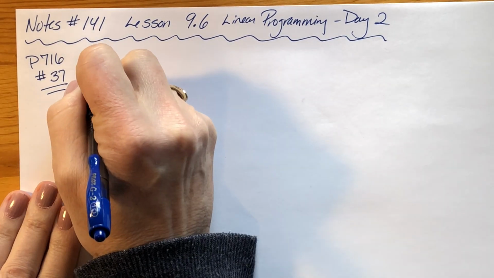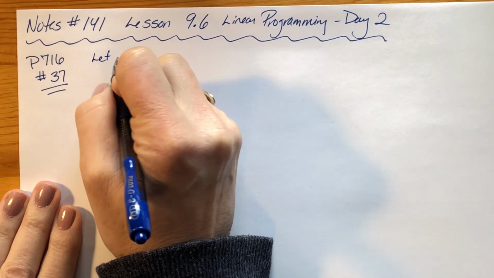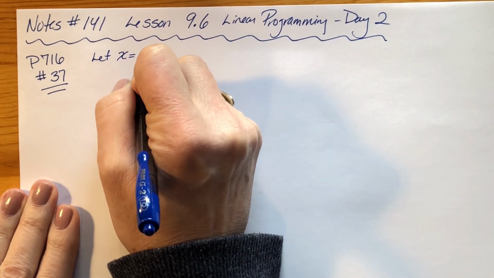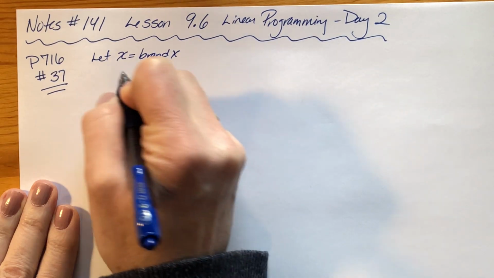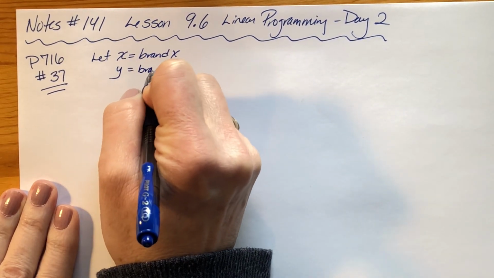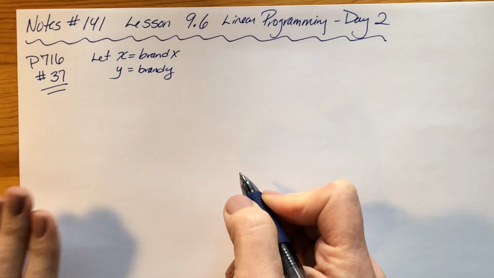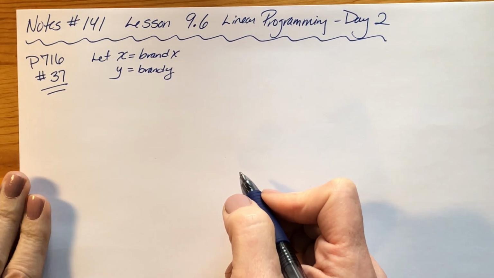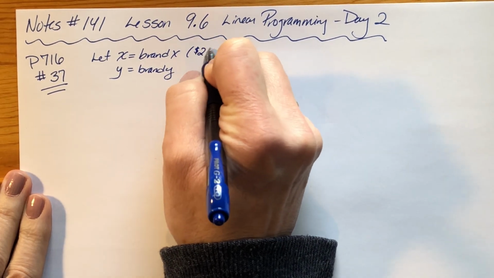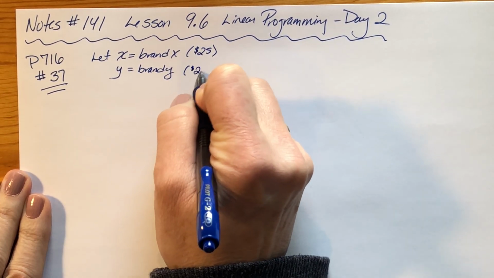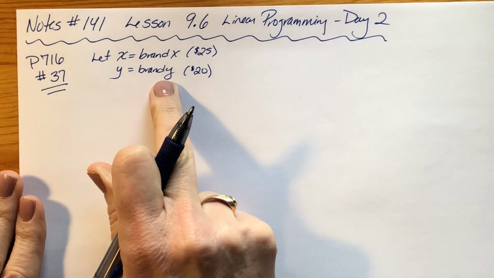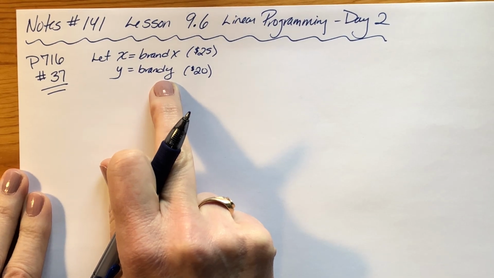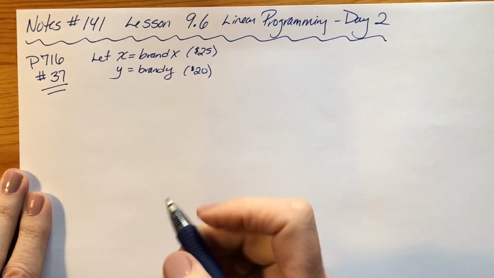I really like that they say, let's let the 2 brands be called X and Y. That's so convenient for us. So let's let X equal brand X, and let Y equal brand Y. Okay, so the cost of the 2 dog foods are $25 for a bag of X and $20 for a bag of Y. If we could just give them all brand Y dog food, that'd be great. But I don't think it's going to have enough of what we need for all of these elements.